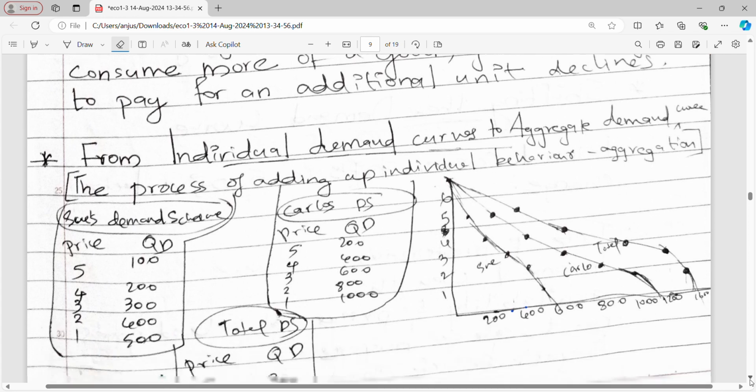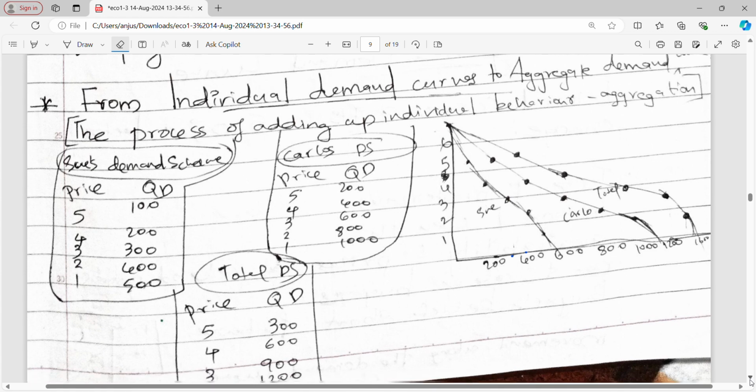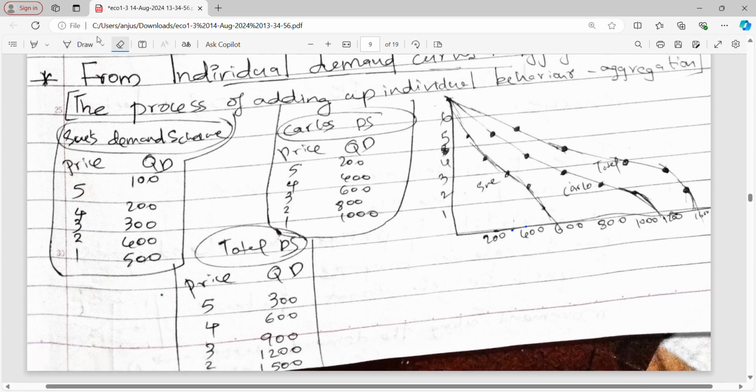So next is the aggregate demand curve. Aggregate demand curve means the process of adding up individual behaviors. That is aggregation. So we have taken two examples here: Sui's demand curve, then Carlos's demand curve. Here, when the price increased, Sui's quantity demanded for gasoline decreased. The same applies here. A negative relation exists between the quantity demanded and the price of gasoline. So we are making an aggregate demand curve.